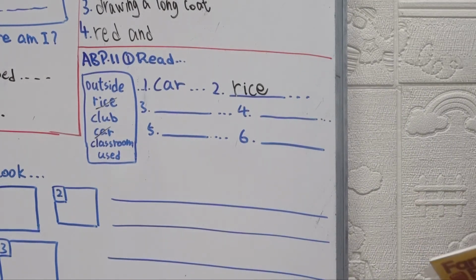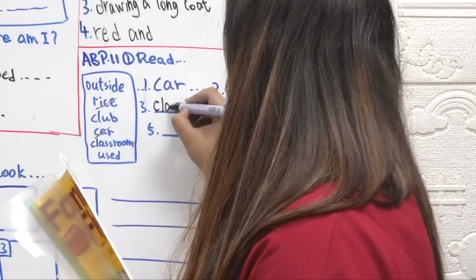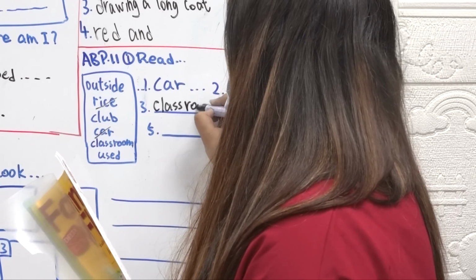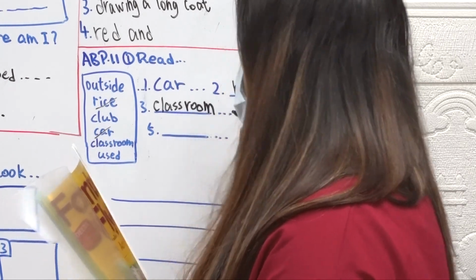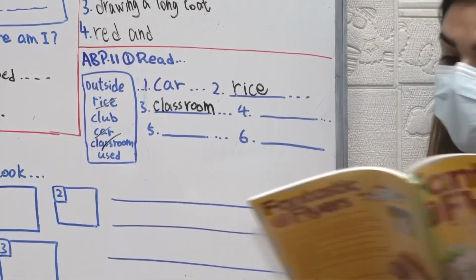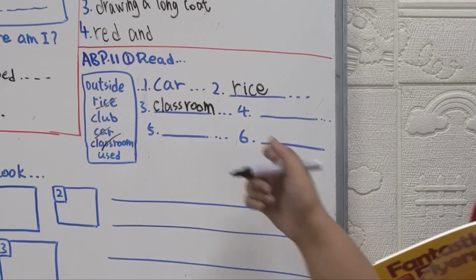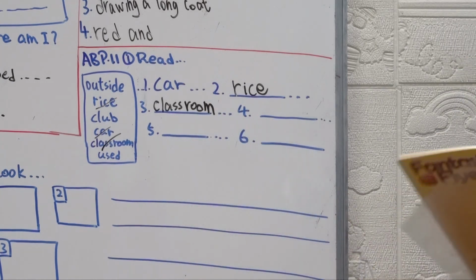Understand? One more. After lunch, we cleaned the classroom, used, outside. What is it? Of course, that is classroom, right? Why would you clean the club? You're not a worker of it, right? So of course classroom. This person is talking about her school. So this one is the answer, okay? 4 to 6, you do it.